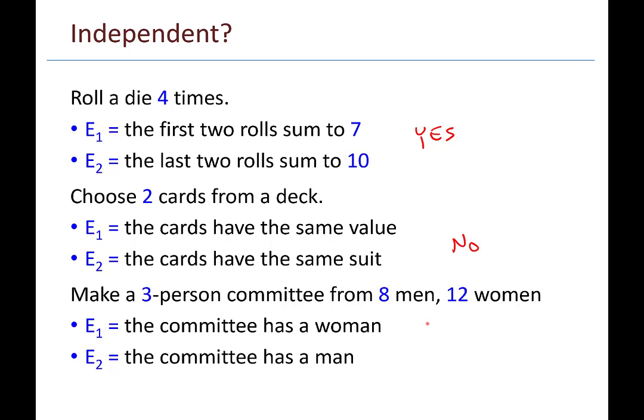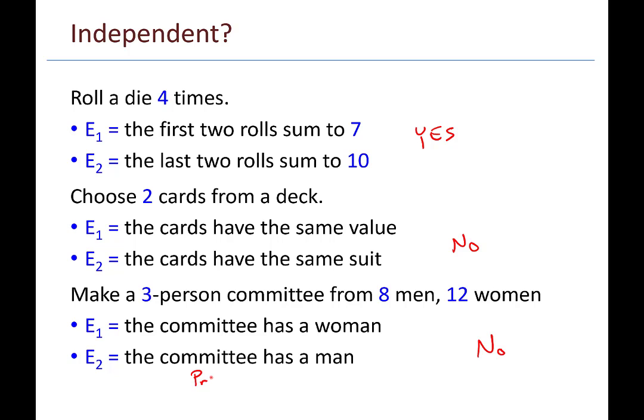Third example. You make a 3-person committee from 8 men and 12 women. Event 1, the committee has a woman. Event 2, the committee has a man. So does the occurrence or non-occurrence of event 1 influence event 2? In fact, it does. So these are not independent events.